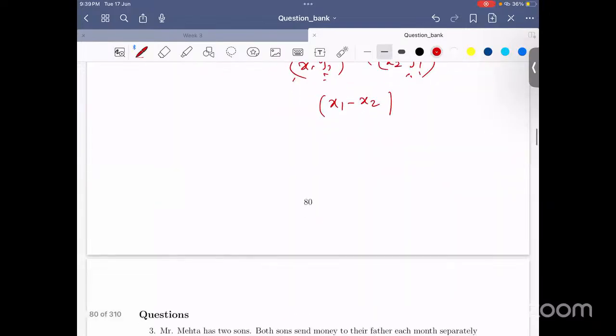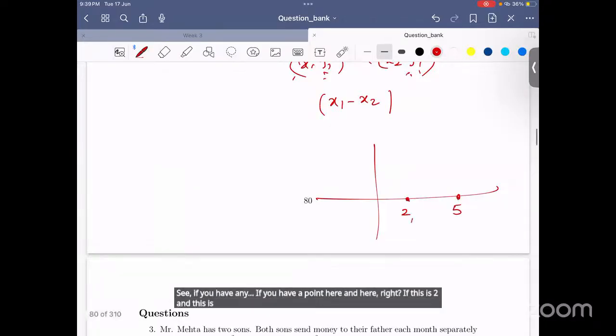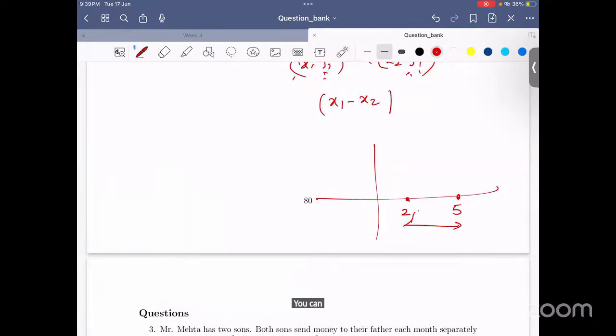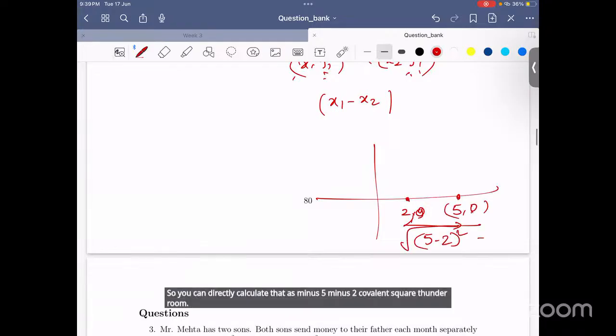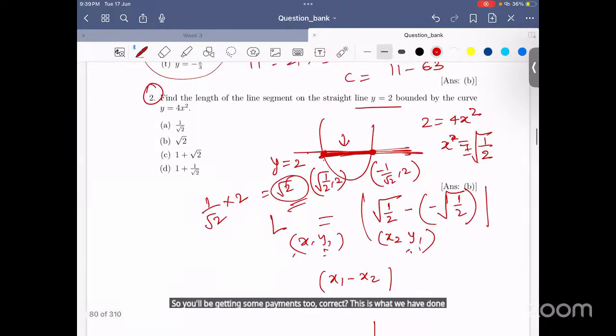See, if you have a point here and here, if this is 2 and this is 5, how do you calculate this length? You can calculate it by putting y equals 0 here, and here also it's 0, right? Both are the same. So you can directly calculate that as 5 minus 2 whole square under root. So you'll be getting 5 minus 2. Correct? This is what we have done. Is it clear to everybody? Yes, sir. Yeah.